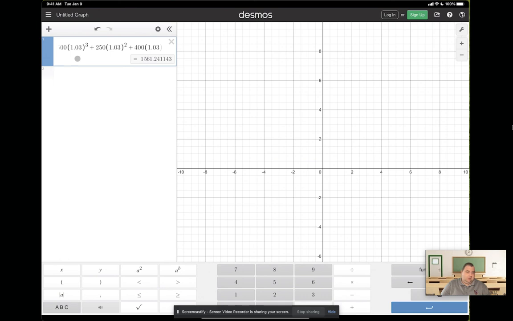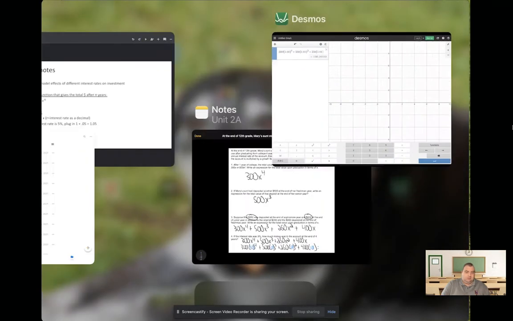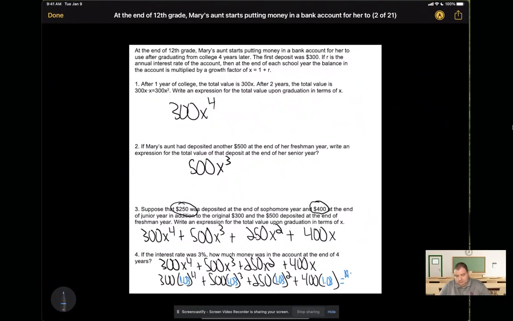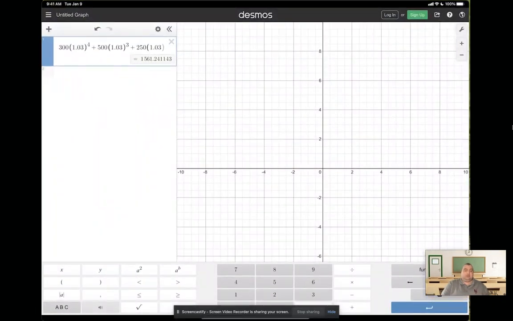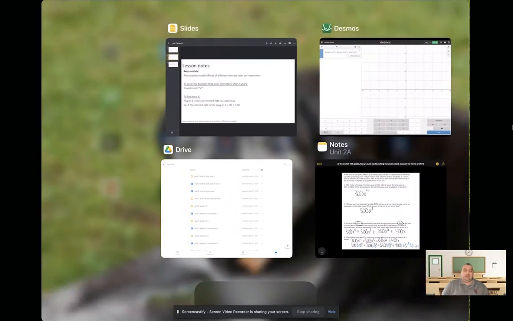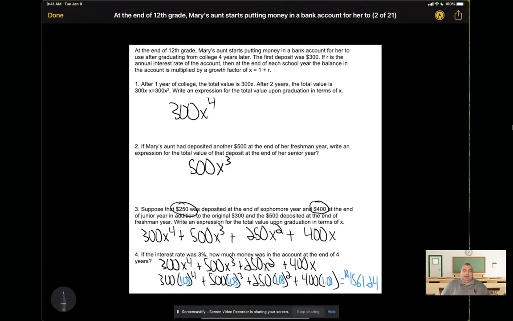I just entered that all at once, and I got this total here. This is going to be $1,561.24. So that is how much money Mary will have in her account at the end of her 4 years of college. And that is it for Lesson 2.